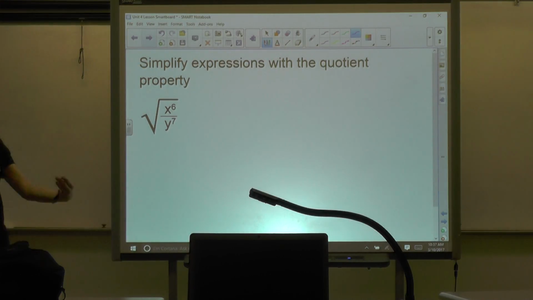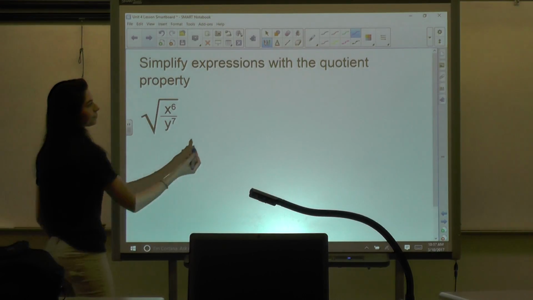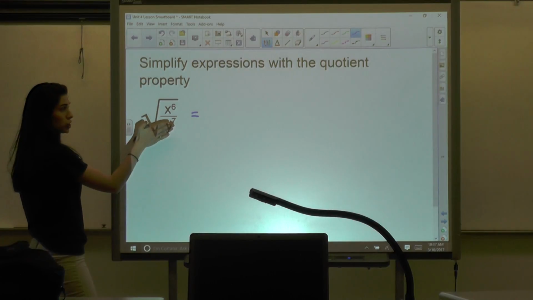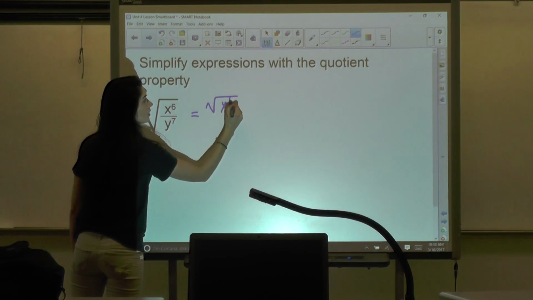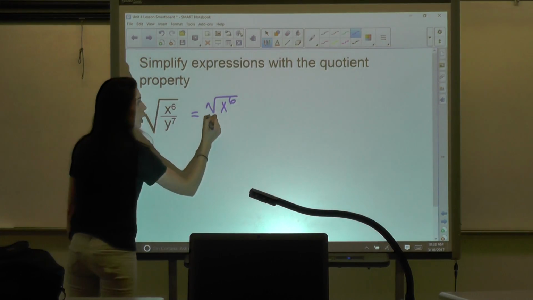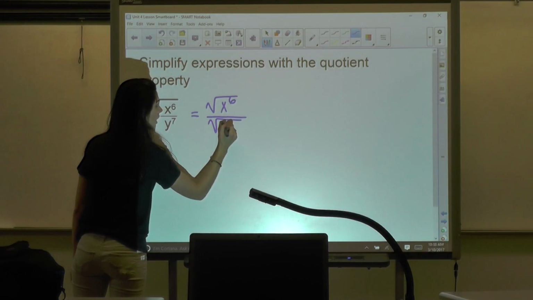Okay, so we just did the product property. Everything was multiplication. This is a little bit different. This is the quotient property. Alright? So if you have a fraction within a radical, you are always going to split it up, and you are going to have a radical on the top and a radical on the bottom. What does that mean? That means you are going to transition from this and turn it into square root x to the power 6 over square root y to the power 7.